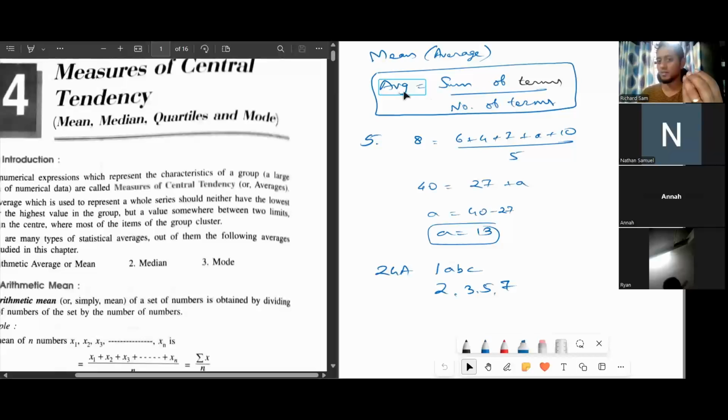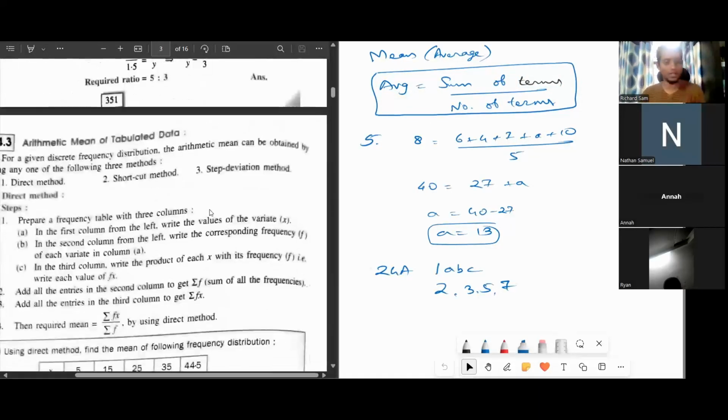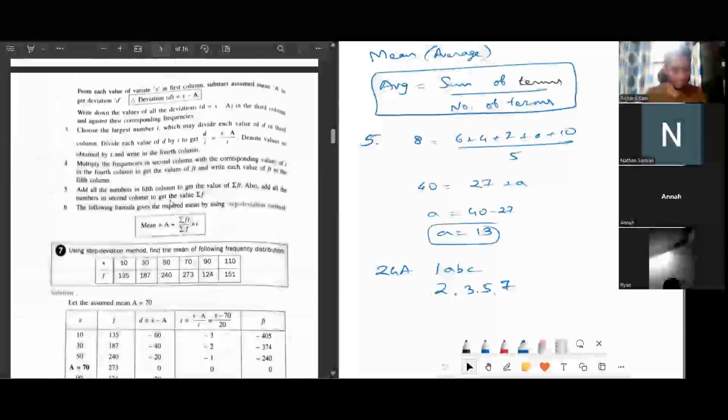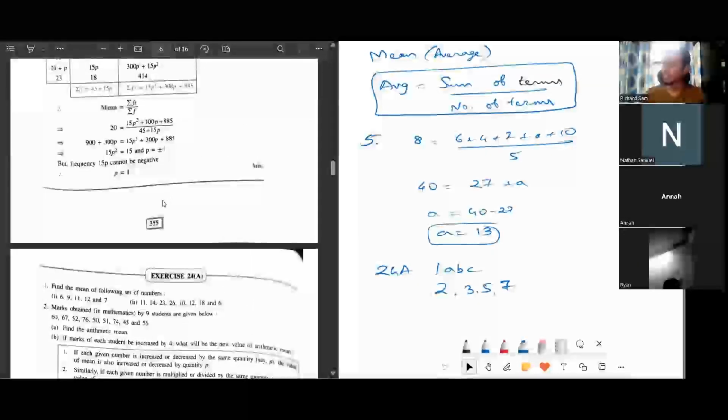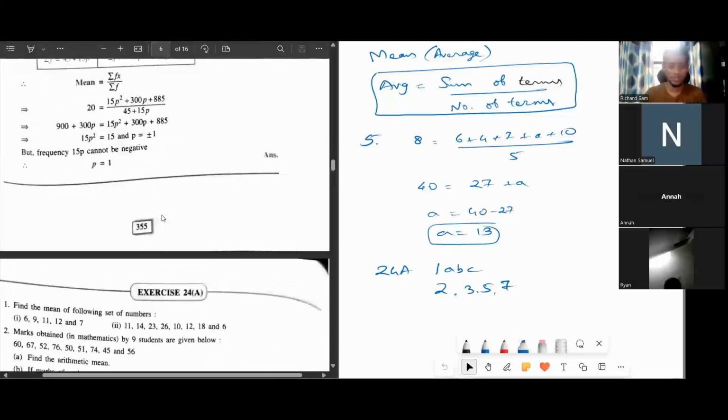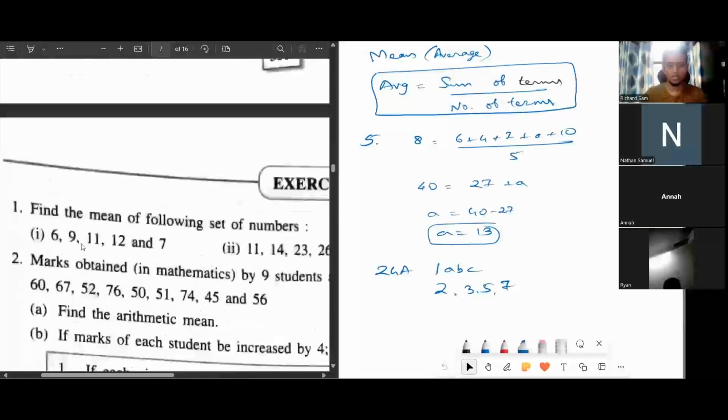How do you find the average of something? It is the sum of the terms divided by the number of terms. Okay, so we have done a few questions in the last class. I've given you homework also, right, everyone? Did you try them out? Okay, so the first question here we saw was find the mean of the following set of numbers. So 6, 9, 11, 12, 7. How do you find the mean of this, Aman? Add them all and divide them. Add them all and divide by 5. 5. That's the simple way of finding mean.